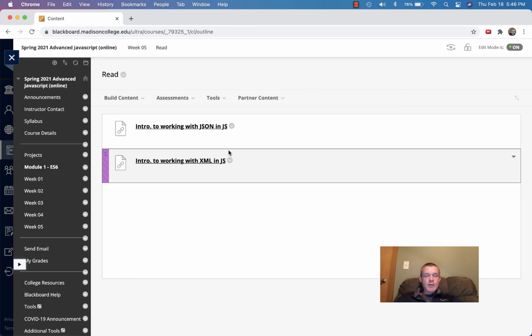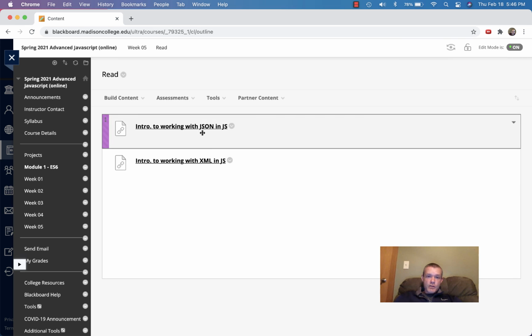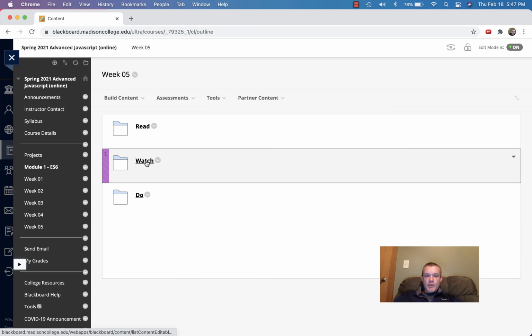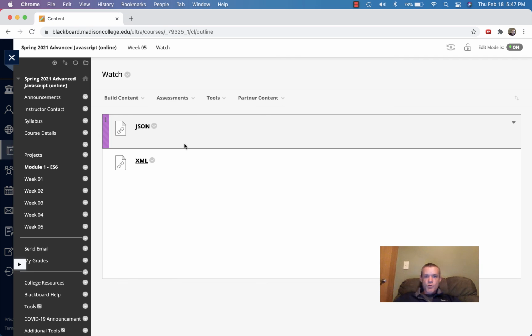So when we're talking about working with data in JavaScript, we're always talking about data as JSON or data as XML. That's the data we're talking about, and we're relying on our services written in server-side code, whatever that language might be, to provide that data in JSON or XML format. So we're going to be working with data in JSON and working with data in XML. There are two reading sources that will get you started, and lastly there are two screencasts, demos of working with JSON data and working with XML data. That's what week 5 is going to look like.